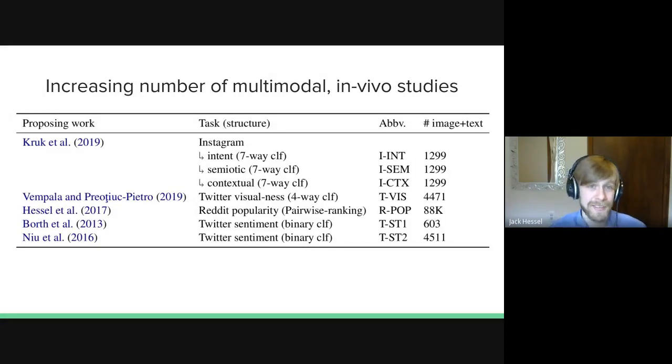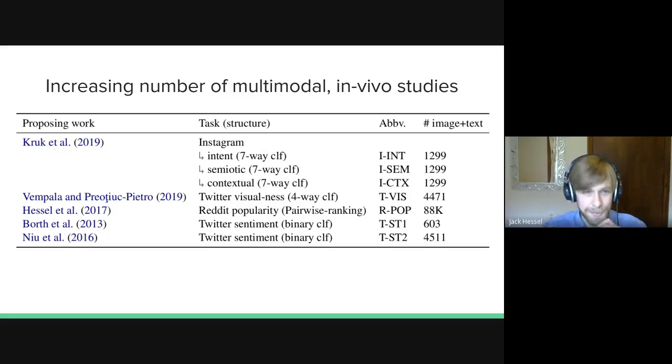Perhaps a more direct way of getting at this question might be to go out to some social media page and download a bunch of image-text communications and then try to predict something about them. So either annotate data with a taxonomy of interest, or perhaps try to do something like popularity ranking. And indeed, there's an increasing number of studies, including our own, that have done this.